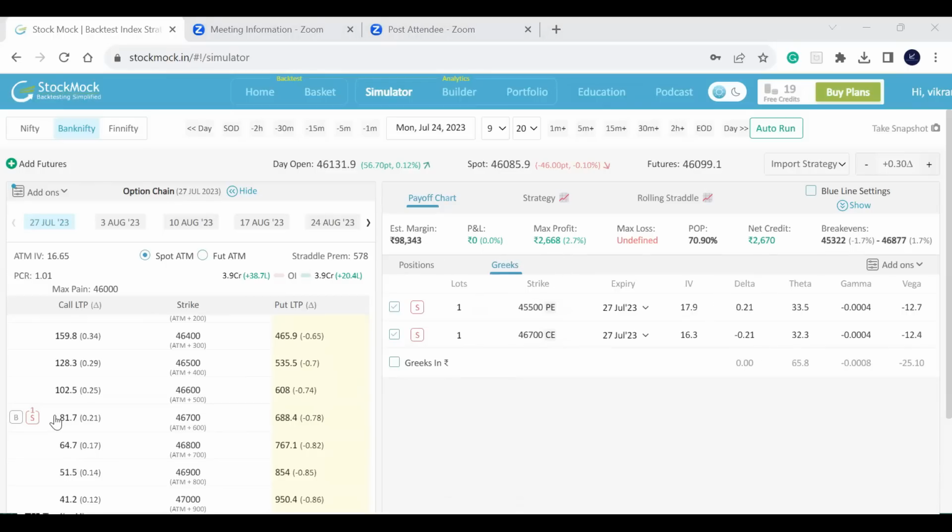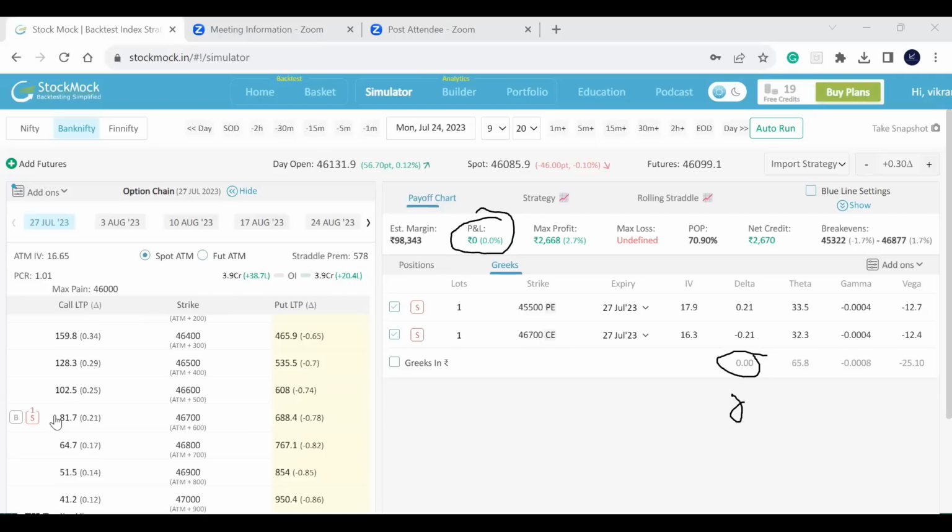Now focus here on the P&L. We are trading with only one lot for understanding. So maximum profit potential is this much, and risk, look at this, undefined, right? Profit is capped, but risk is not capped. Loss can be unlimited. Probability of profit is also very good in this strategy. Now we'll run the simulator at intervals to see what the P&L and the delta are.